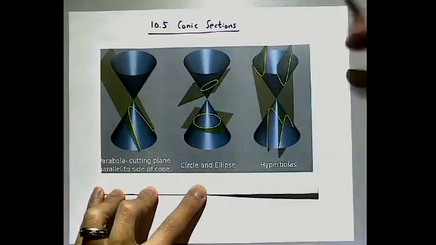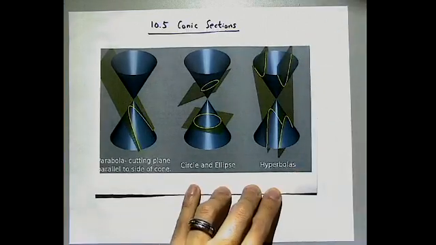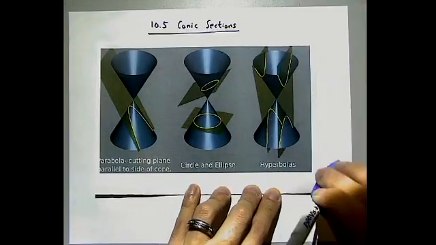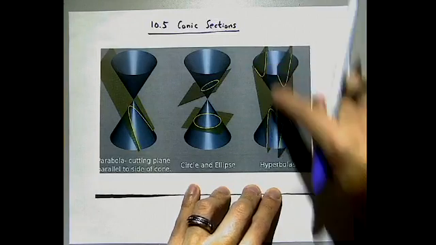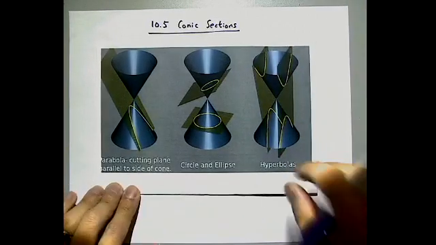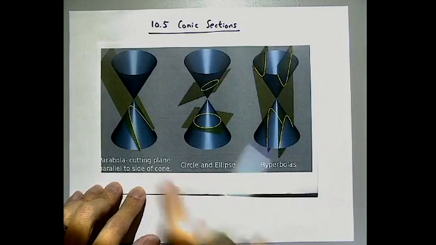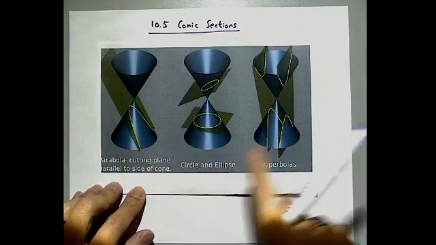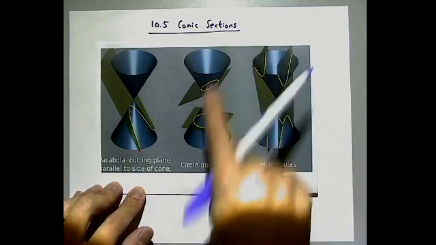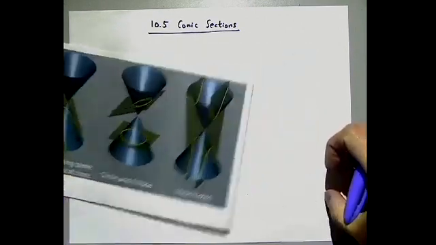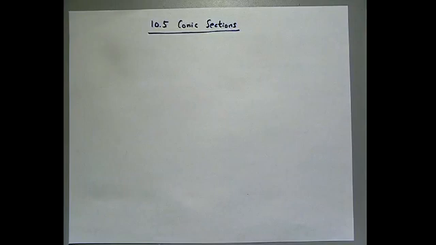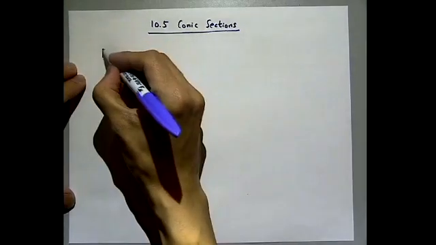If I take a double cone again, but slice the plane vertically down, I can get a set of hyperbolas. So we have three kinds of shapes to look at: parabola, ellipse (circle is the same thing), and hyperbolas. Again, you've seen this before. This is just a review of these shapes. Let's start with the parabola.